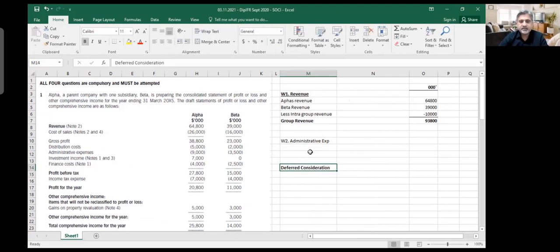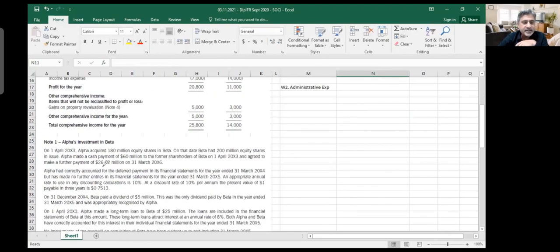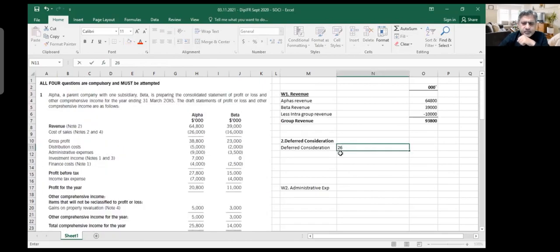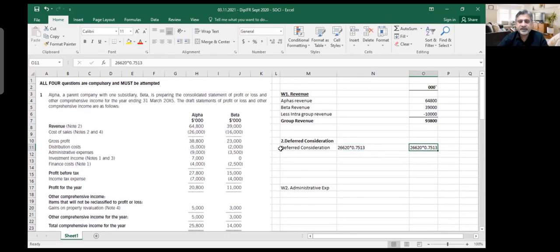Let me take finance cost even further down, because this came first in the sequence when I was reading the question. I know deferred consideration was 26 million something, and they gave us the discount factor as well: 26.62 million, and the discount factor was 0.7513. So I'll take 26,620 into 0.7513. So this is my deferred consideration. Let me call it present value of deferred consideration.